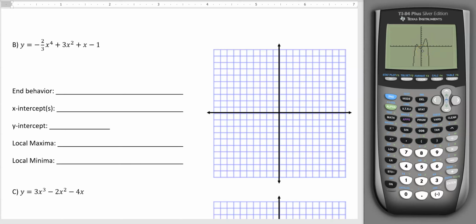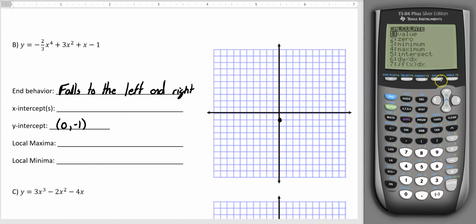All right. So first off, end behavior, I can see clearly this falls to the left and right. My y-intercept is going to be (0, negative 1). All right, let's get started with these x-intercepts. We know (0, negative 1). So second calc, zero. Here we go.